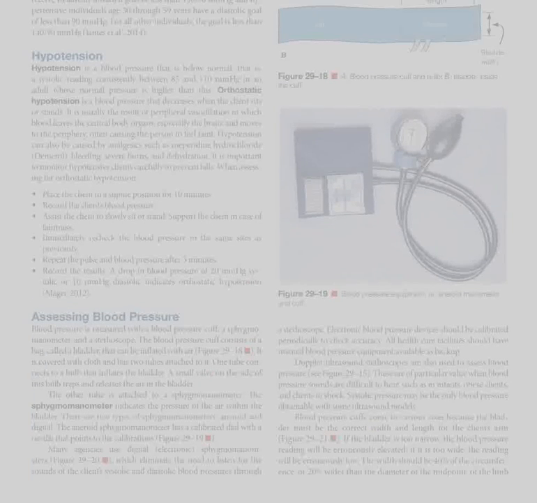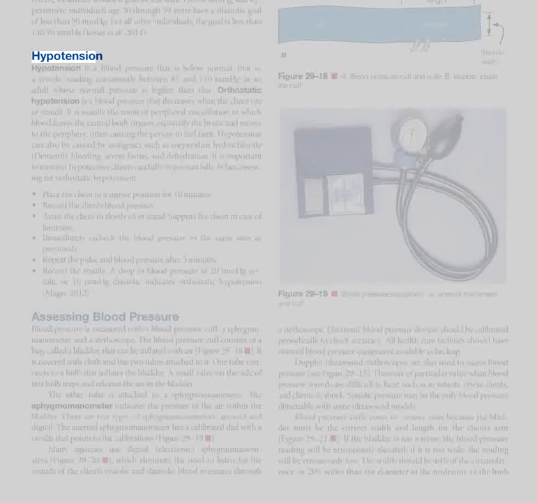receive treatment toward a goal of less than 150/90 mmHg, and hypertensive individuals age 30 through 59 years have a diastolic goal of less than 90 mmHg. For all other individuals, the goal is less than 140/90 mmHg. James et al., 2014.